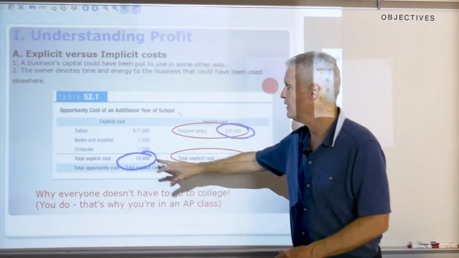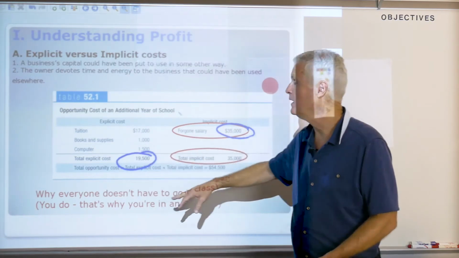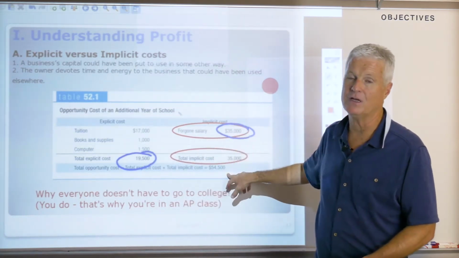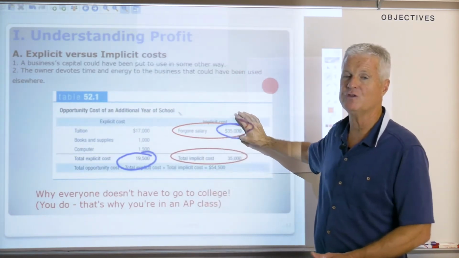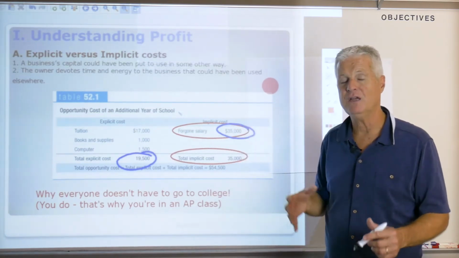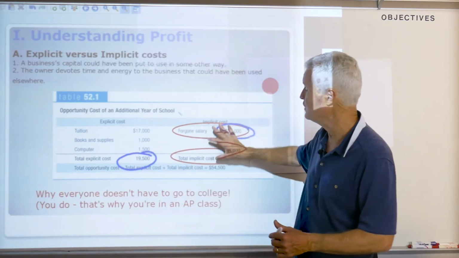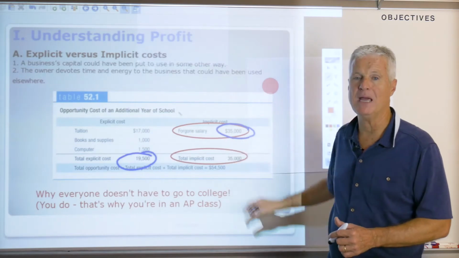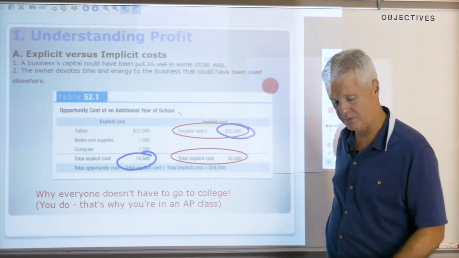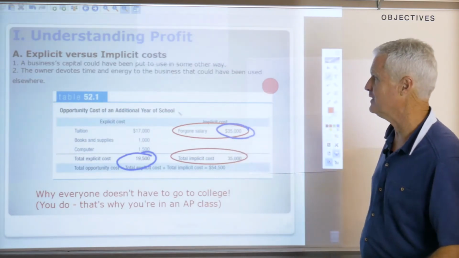So you can see the cost of college is only $20,000. The cost of college, including the salary you give up, is $35,000 more. Your largest cost of going to college isn't tuition. It's actually what you could be making, especially if you're working a lot of hours. So that's explicit and implicit cost in an example.